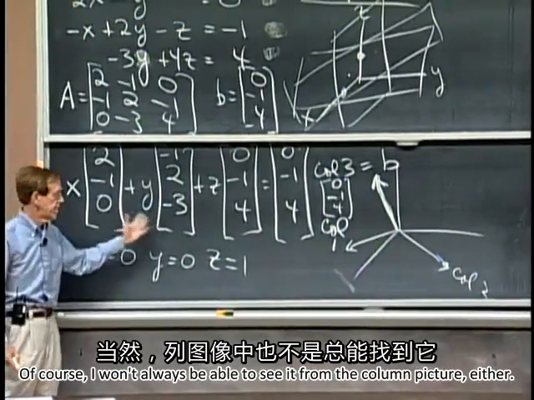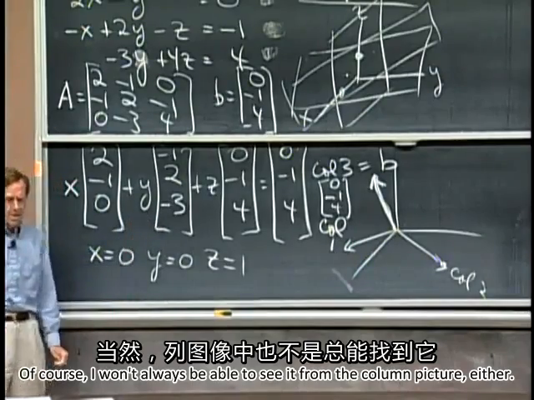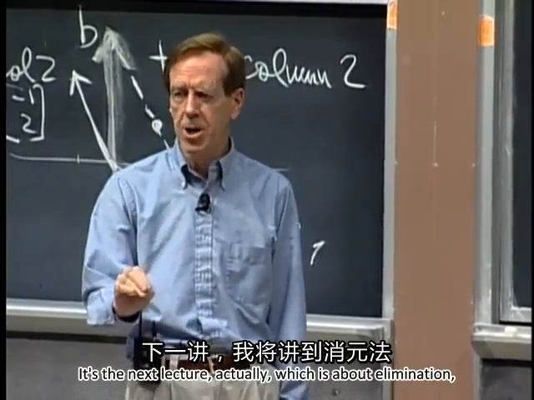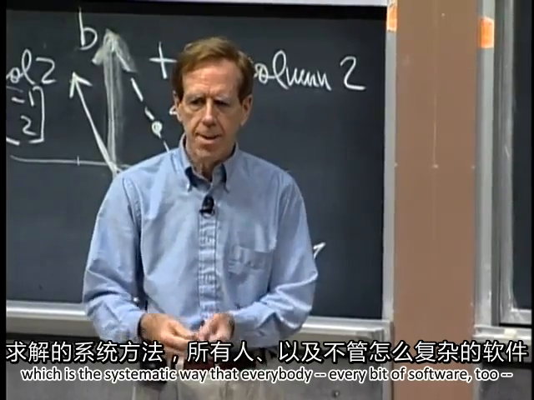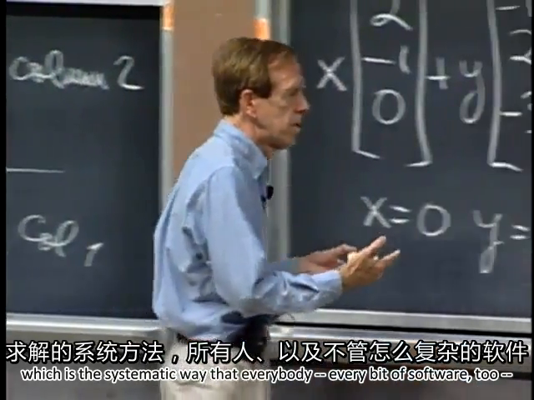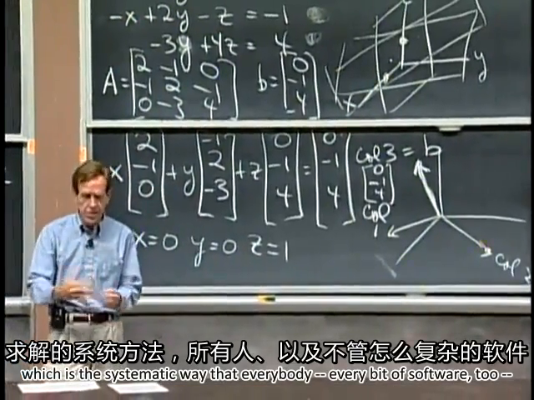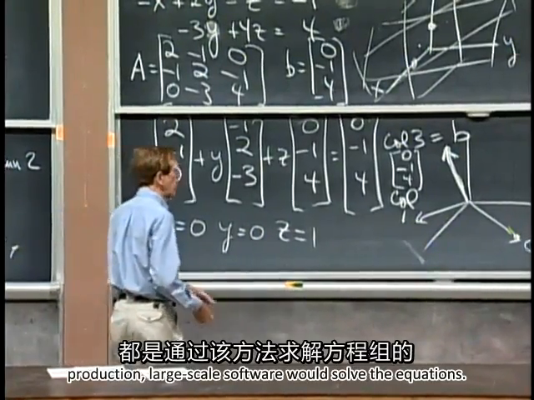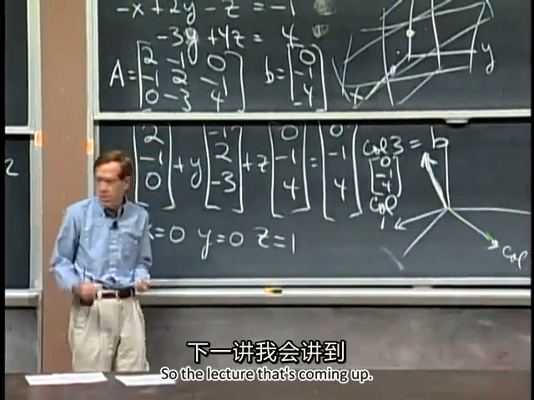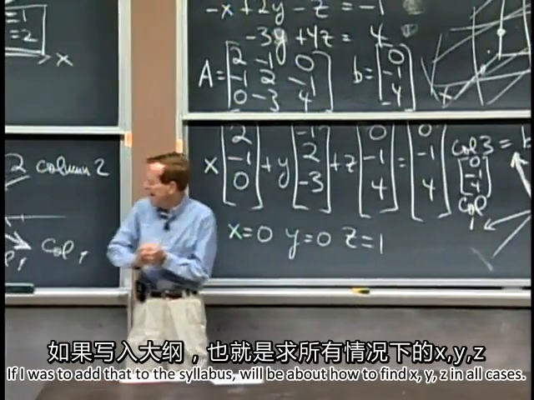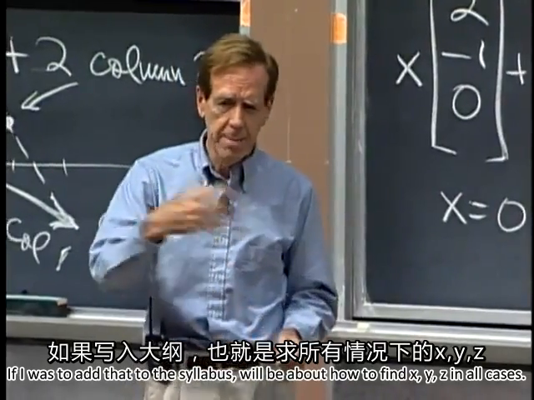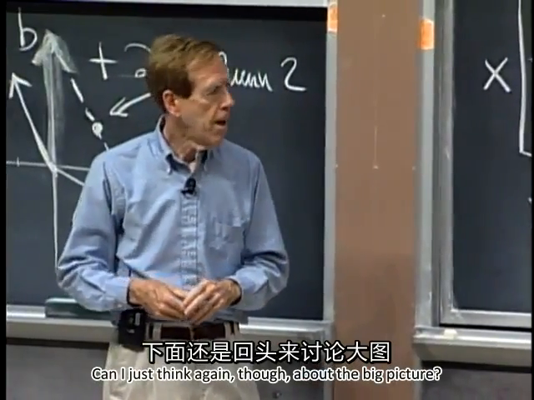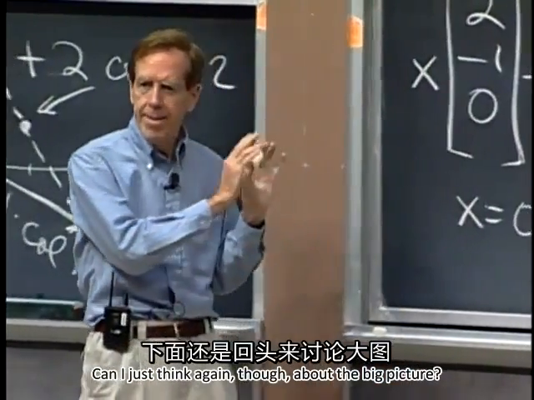Of course, I won't always be able to see it from the column picture either. It's the next lecture, actually, which is about elimination, which is the systematic way that every bit of production, large-scale software would solve the equations. So the lecture that's coming up, if I was to add that to the syllabus, will be about how to find x, y, z in all cases. Can I just think again, though, about the big picture?